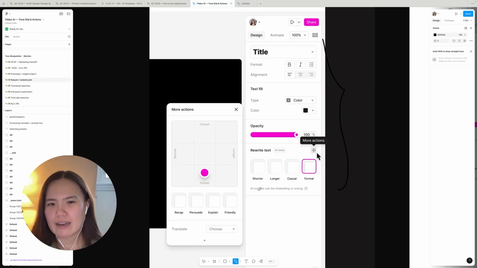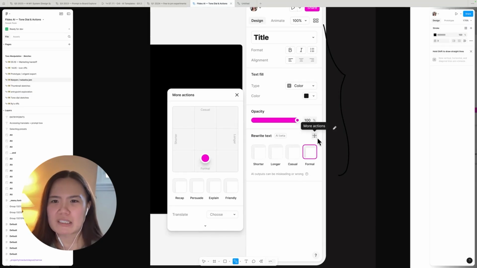Maybe we shouldn't do that. We even had a point where we believed in presets so much that we didn't even want to show the dial immediately. We were like, maybe the presets could just be embedded directly in the properties panel. And if you did want more control, you could click into more actions and that would invoke the dial that you can play around with. So we were like, oh, maybe we could do it this way.